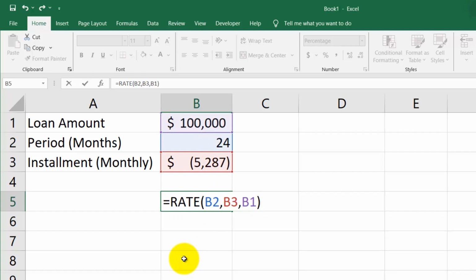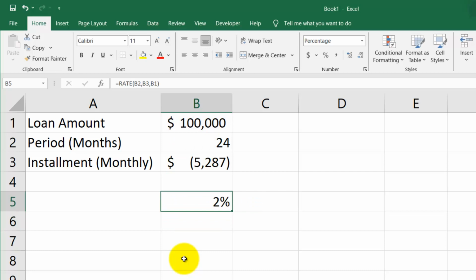So if the loan amount is 100,000, if I am going to settle it within 24 months, if the installment is 5,287, what is the interest rate applicable for this particular loan? So I am getting an answer of 2%.